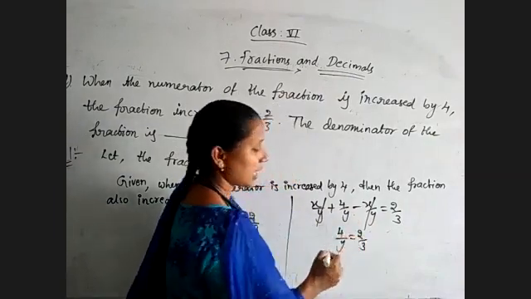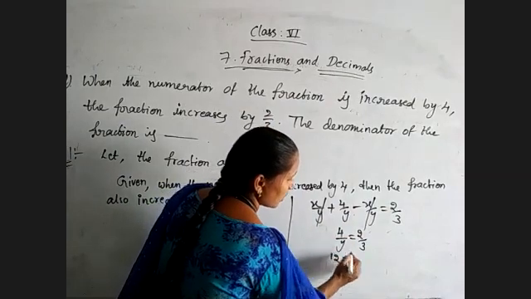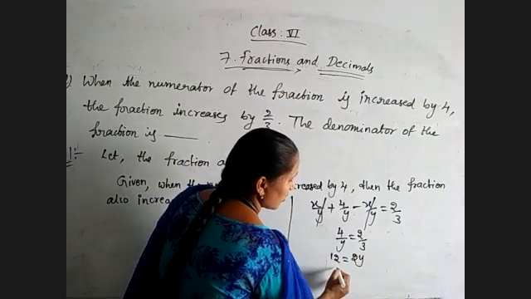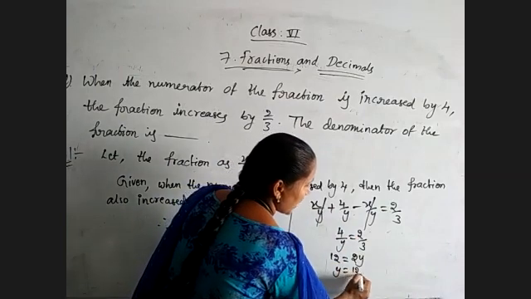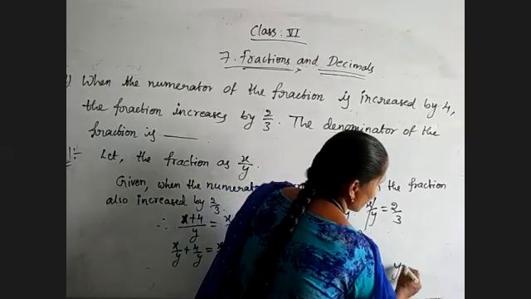Now go with the cross multiplication. Then 4 3s are 12 is equal to 2 into y, which is 2y. That is, y will be equal to 12 by 2. 2 1s are 2, 2 6s are 12. So the y value is equal to 6.